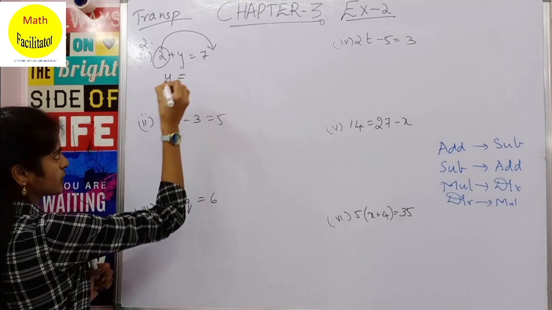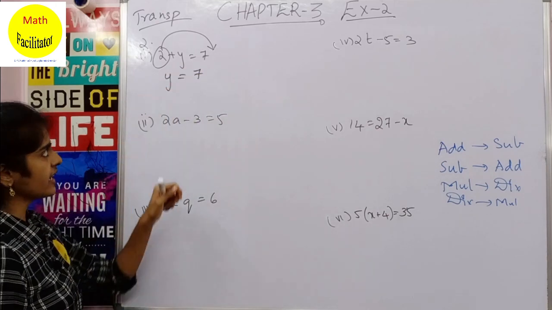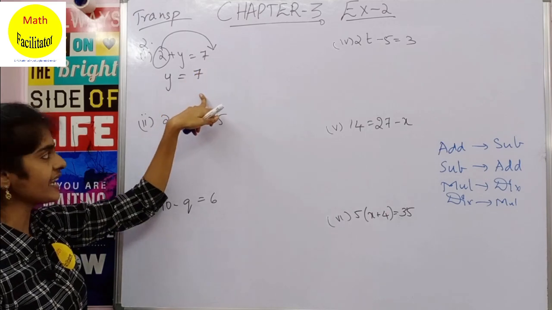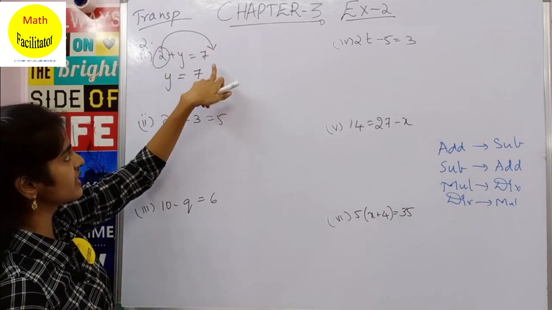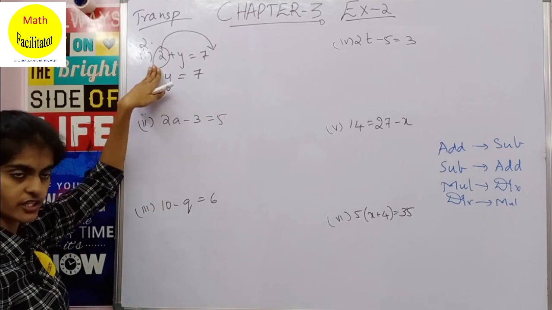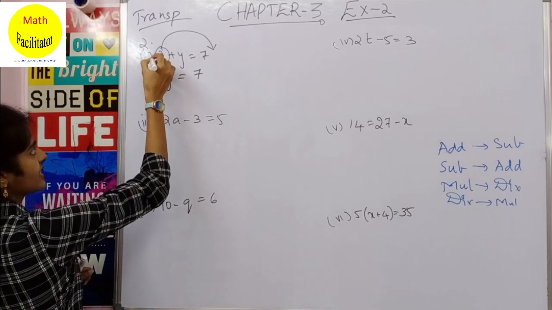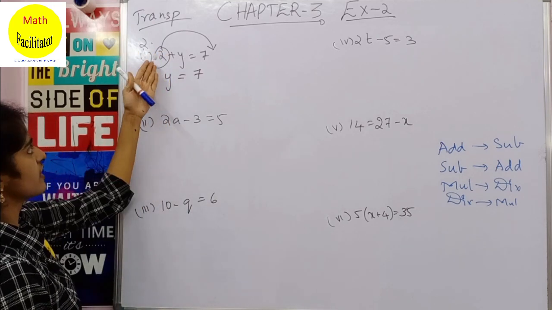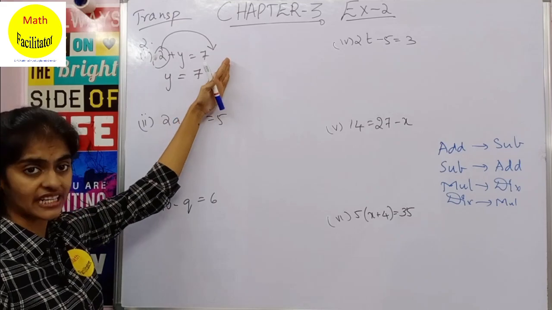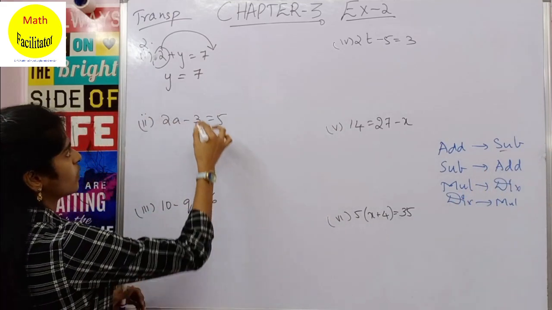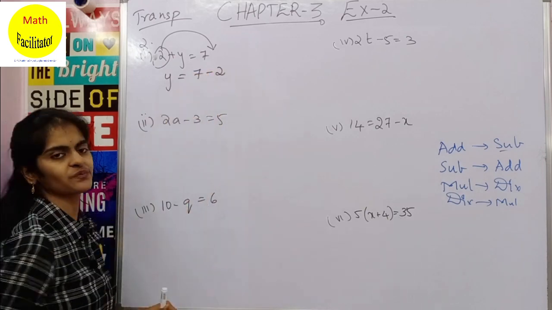Now y is equal to 7, and this 2 you are transferring to RHS. This plus 2 is addition, it is a positive integer, so when you transfer a positive integer to RHS, it becomes negative. So you will have minus 2.